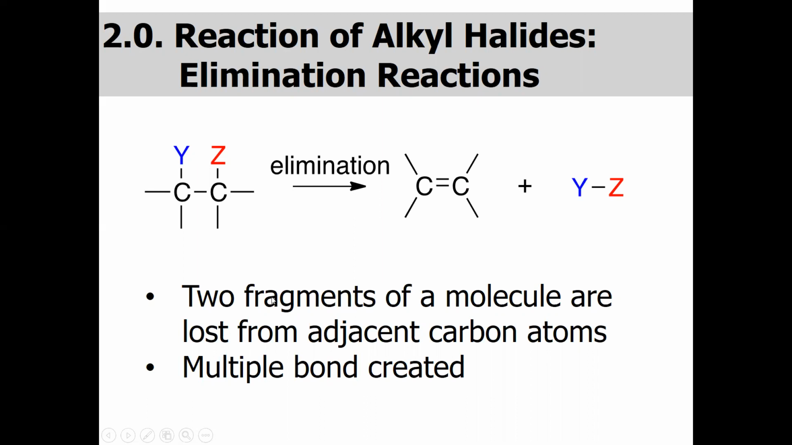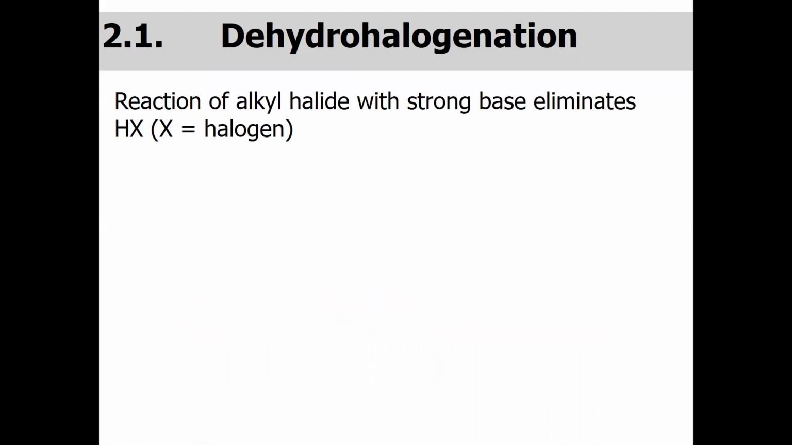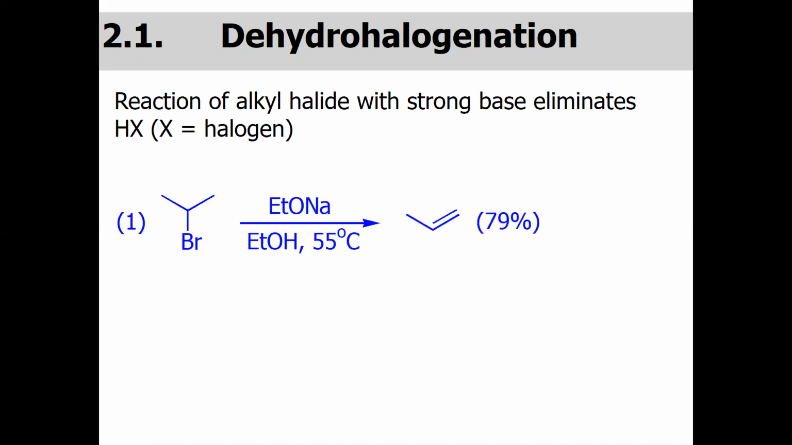You can see here, I wrote that two fragments of a molecule are lost from adjacent carbon atoms. This is basically the adjacent carbon atom. And definitely we have a multiple bond. Multiple bond means an alkene or alkyne, depending on the removal of the adjacent atoms. Now let us discuss what dehydrohalogenation is. Reaction of an alkyl halide with a strong base eliminates hydrogen halide, which is generally known as dehydrohalogenation.